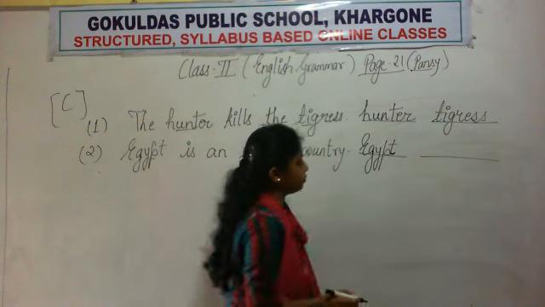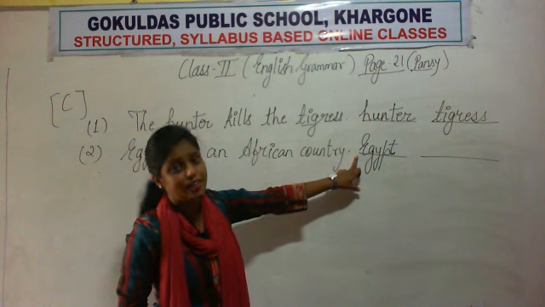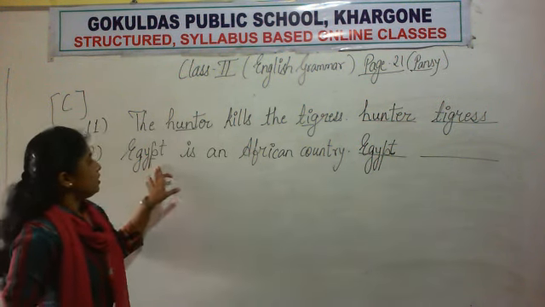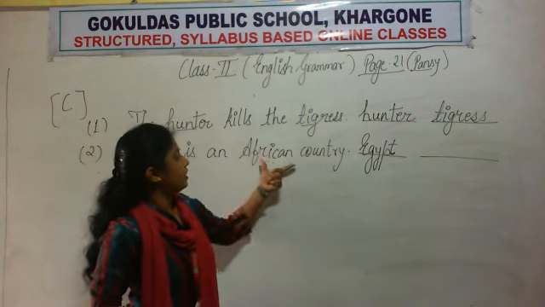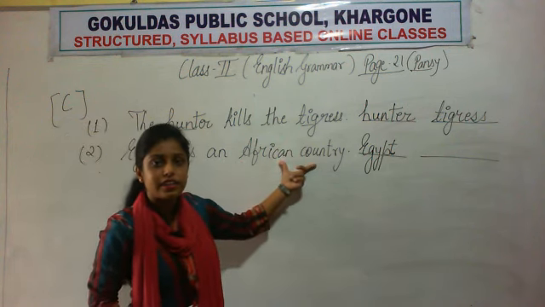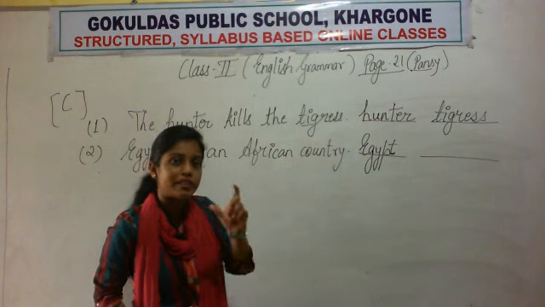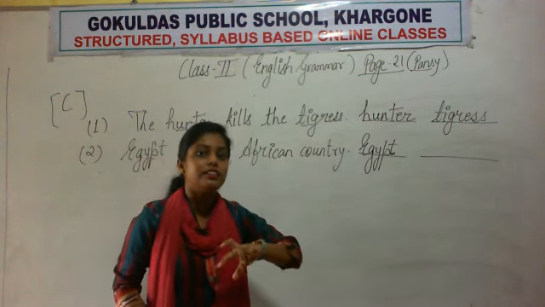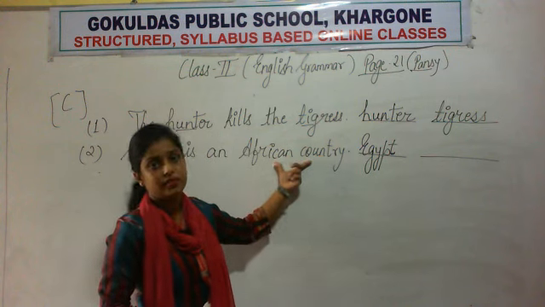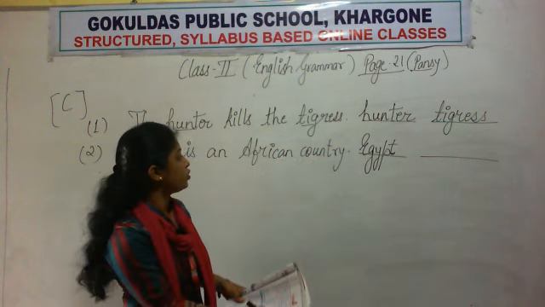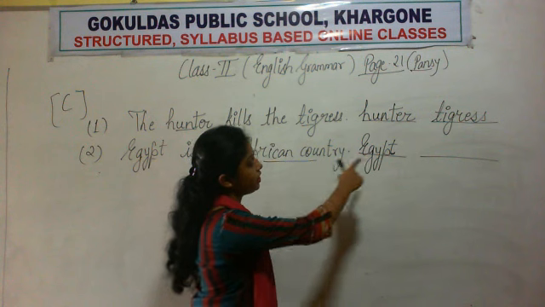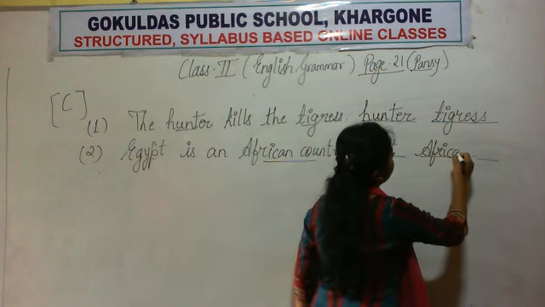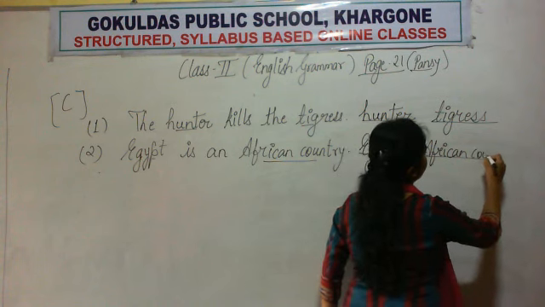Okay, Egypt. This is E, not an R. Okay, EGYPT, Egypt is an African country. Okay, which country it is? African country. वहाँ पे country को specify किया है. Asian country भी हो सकती है, American country भी हो सकती है, African country. Which country it is? It is an African country. So both these words will come there. African country.